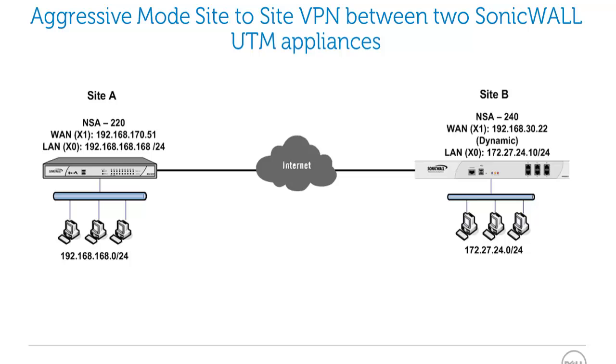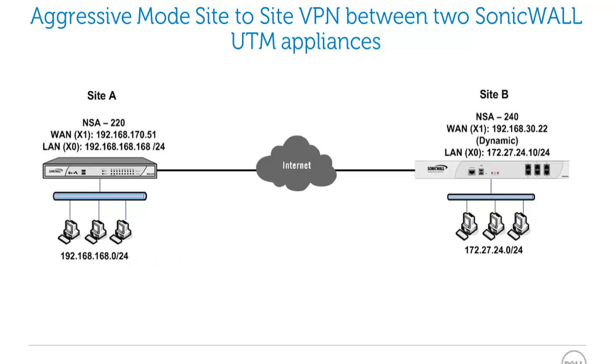This network diagram shows the setup we use for this video tutorial. Here we have two networks, Site A and Site B. Let us assume Site A is located in Bangalore and Site B is located in Tempe. On Site A, we have an NSA 220 with a static WAN IP of 192.168.170.51. It has a network in the LAN zone in 192.168.168 subnet with a 24-bit net mask.